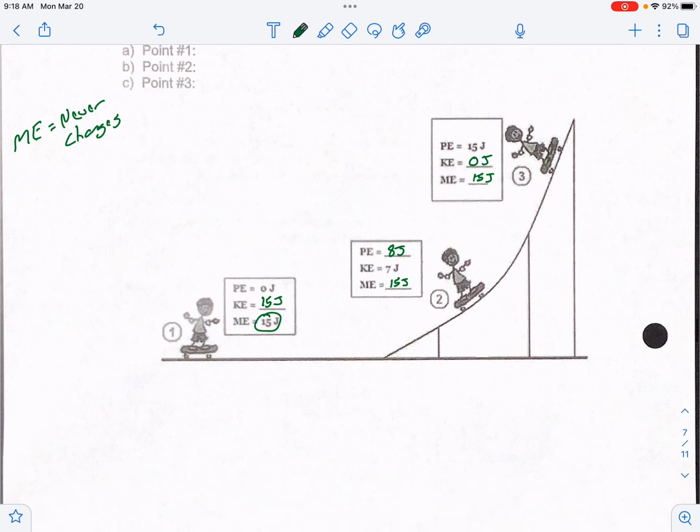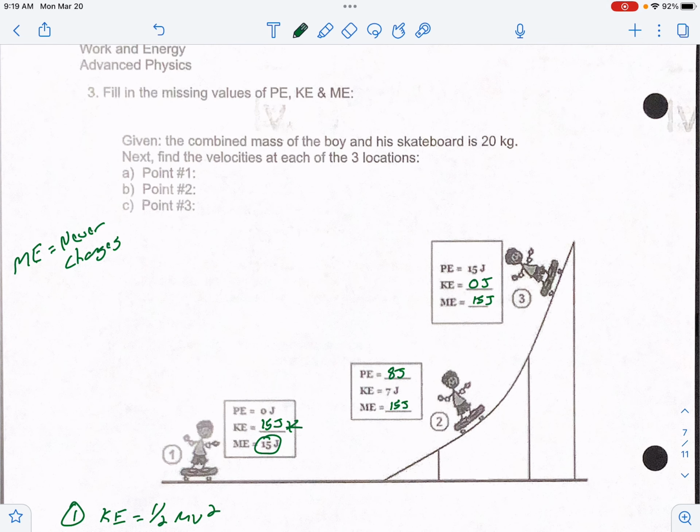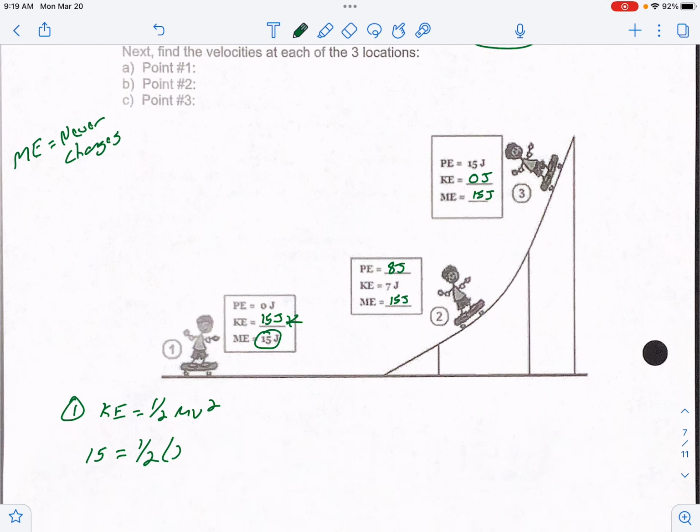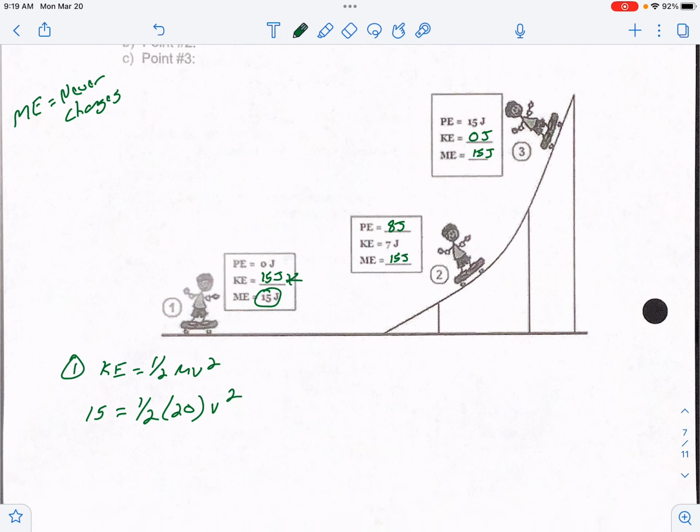So now I actually have to find the velocities at each point. At point 1, I'm going to do KE. Remember, KE equals 1/2 mv squared. So I'm going to plug in. I know my kinetic energy right here is 15 joules. So 15 equals 1/2, and my mass, we said the skater is 20 kilograms. My velocity, I don't know, so I'm going to use velocity squared. Get V by itself and then square root both sides, and we get a velocity of 1.2 meters per second.